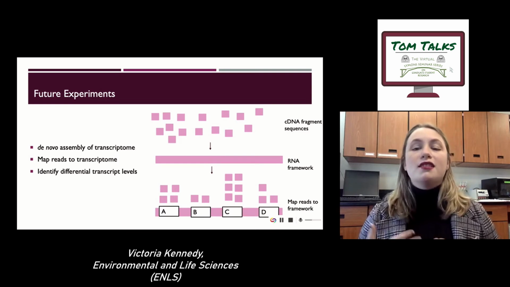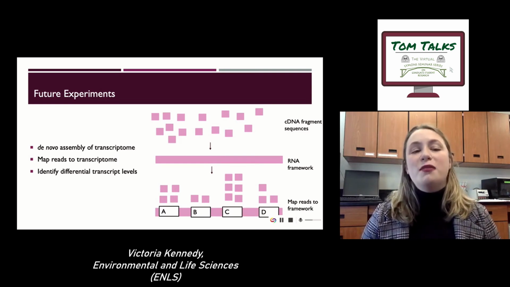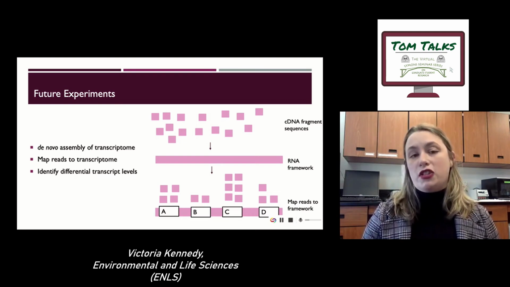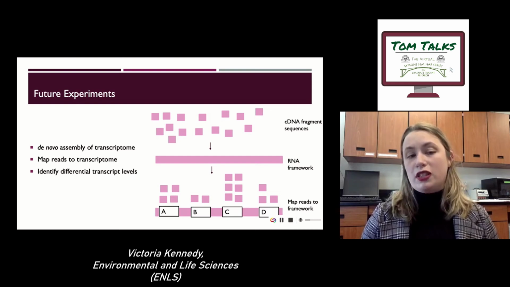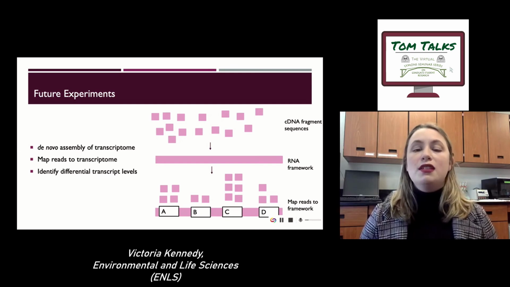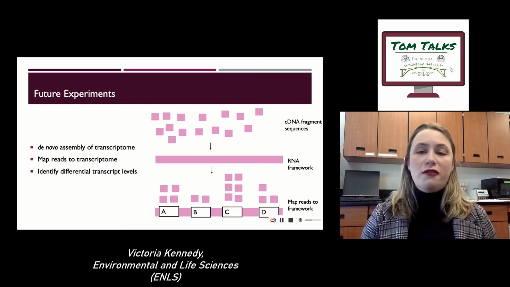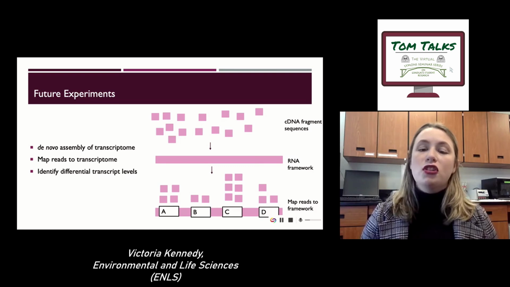Now that, as I said, is typical. However, I'm in a position where I have to do a different method because my organism does not have a reference genome. There's no complete reference genome for Euglena gracilis. So I have to do what is known as a de novo assembly of the transcriptome. And what this essentially means is that rather than taking those cDNA fragments and aligning them to a reference genome, I need to actually build an RNA framework, or assemble a transcriptome, from those cDNA fragment sequences.